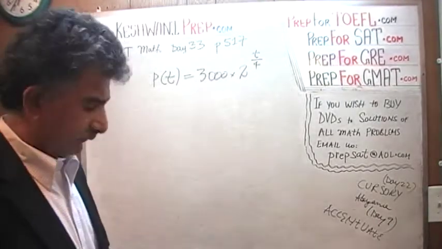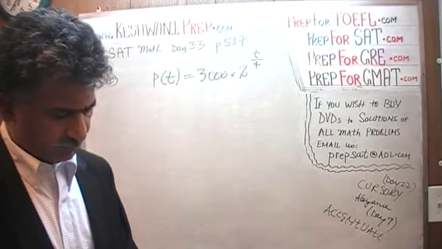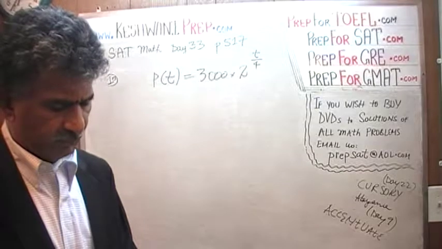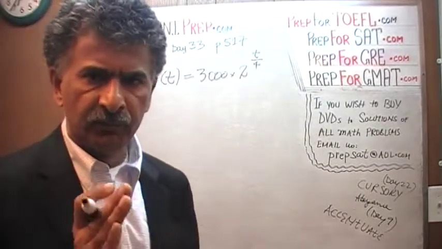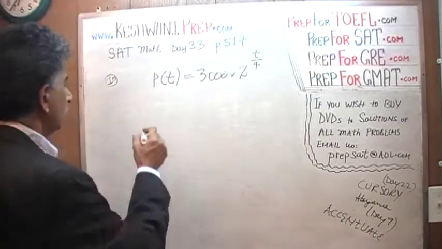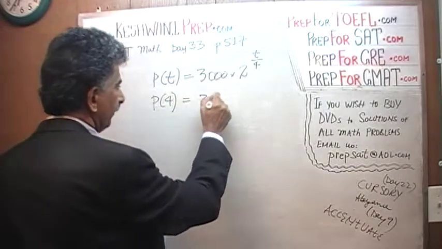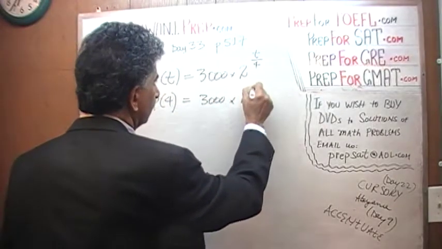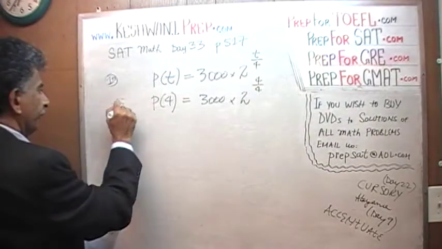Let's see what the question is asking. By how many organisms does the population increase from T equals 4 to T equals 16? So they're looking for the increase in the population of the organism from day 4 to day 16. So let's find out the population on day 4. P of 4 here, that's how we say it. P of 4 is 3000 times 2 raised to 4 over 4, because T is equal to 4.